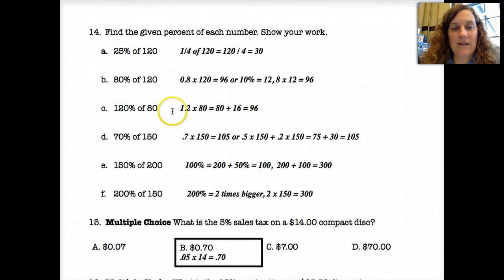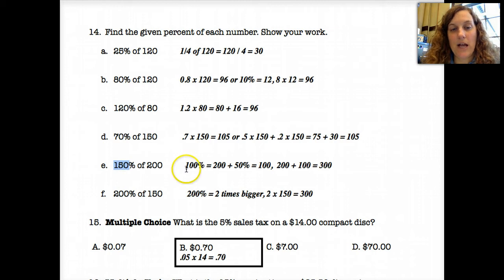120% of 80, if you had 1.2 times 80, 100% is 80, 20% is 16, so 80 plus 16 is 96. 70% of 150, just do 0.7 times 150, or again, I thought of it as 50% of 150 plus 20% of 150, which I could do pretty easily, which is 75 plus 30, or 105 is your right answer.